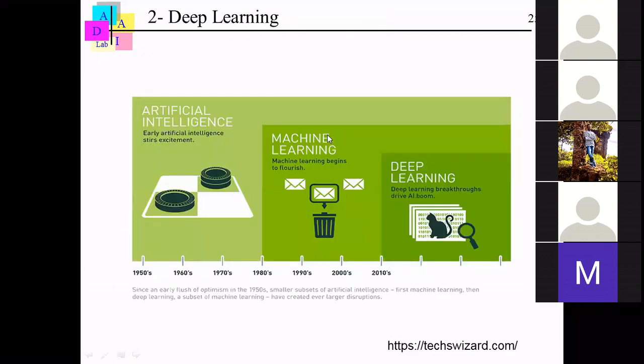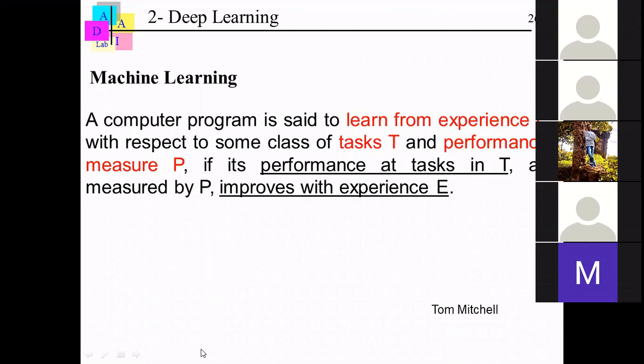You know that machine learning is one main approach for artificial intelligence, and deep learning is the main approach of machine learning. What is machine learning? The definition by Tom Mitchell says that a computer program is said to learn from experience E with respect to some class of tasks T and performance measure P, if its performance at tasks in T, as measured by P, improves with experience E.